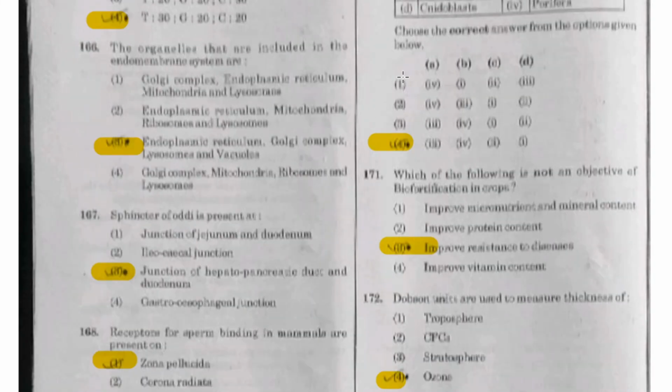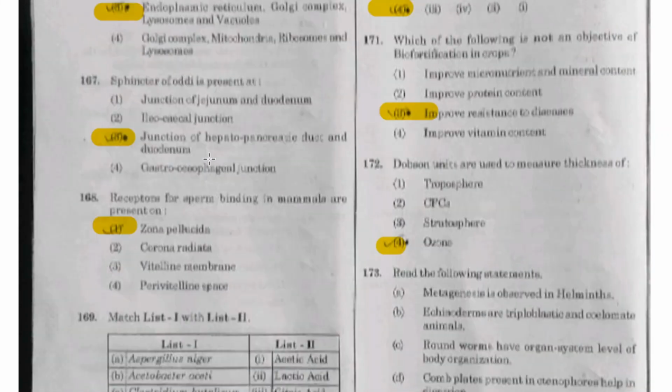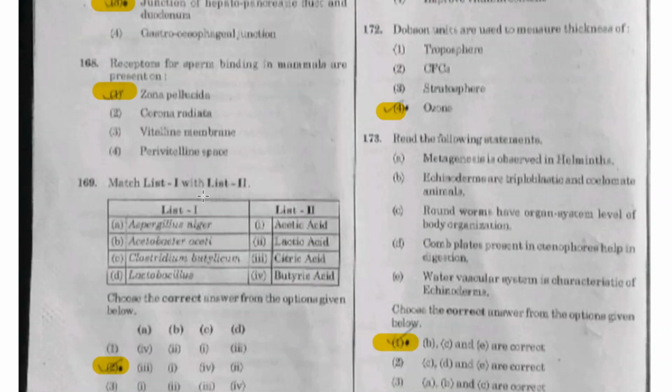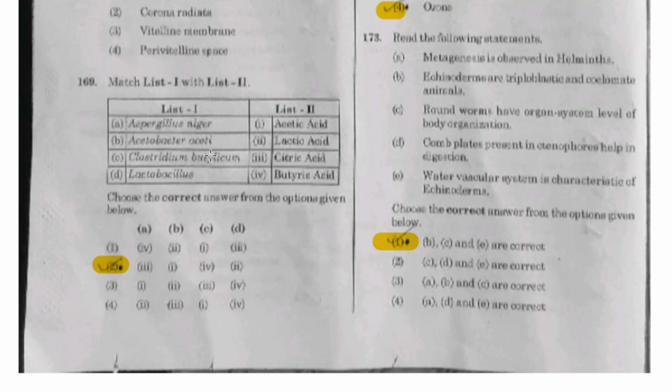The organelles that are included in the endomembrane system: GERL plus vacuoles, according to our book. This is endoplasmic reticulum, Golgi, lysosome, and vacuoles. Sphincter of Oddi, it is a direct question, the junction of hepatopancreatic duct and duodenum. And receptors for sperm binding in mammals are present in the zona pellucida. This is outside, it is not given in the book, but it is the zona pellucida, because this is the thing present in mammals.